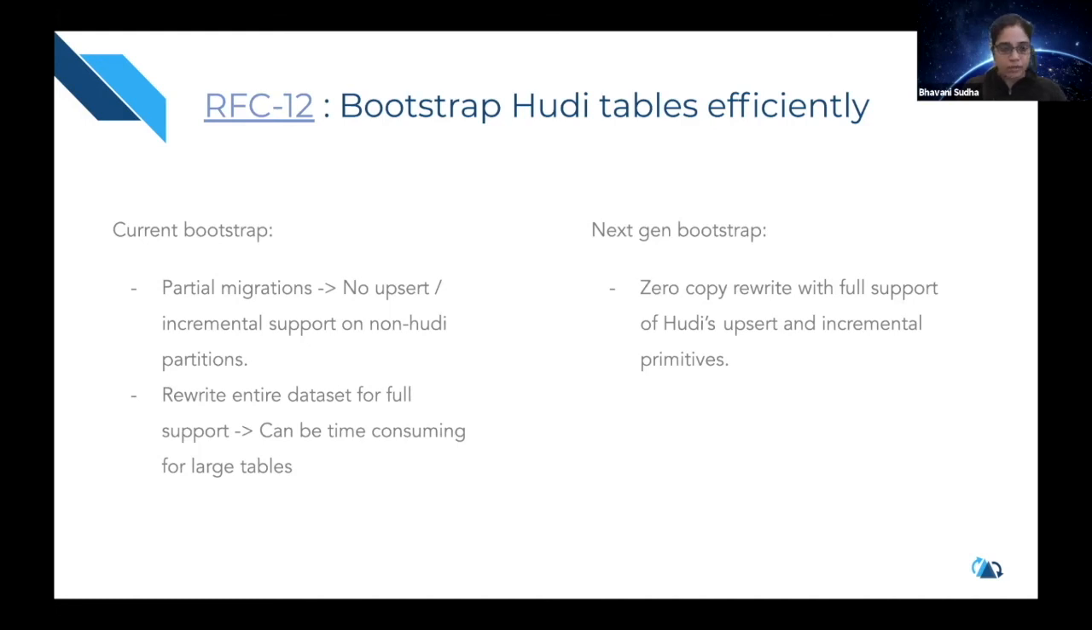The current version of Bootstrap that we have allows for partial migrations wherein the older partitions do not support Hoodie primitives like upserts and incrementals, whereas the newer partitions are completely Hoodie. And if you need full support for the entire table, we ask users to rewrite the entire data set. As you can imagine, that would be time consuming because of the data copy. So to make this more efficient, the next gen Bootstrap project is to see how we can do a zero copy rewrite of the entire table.